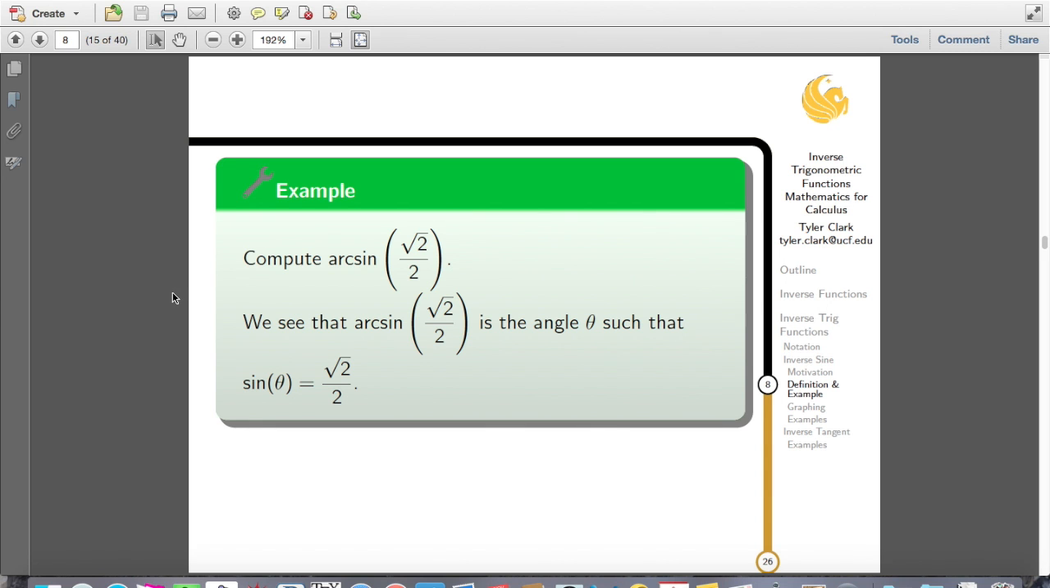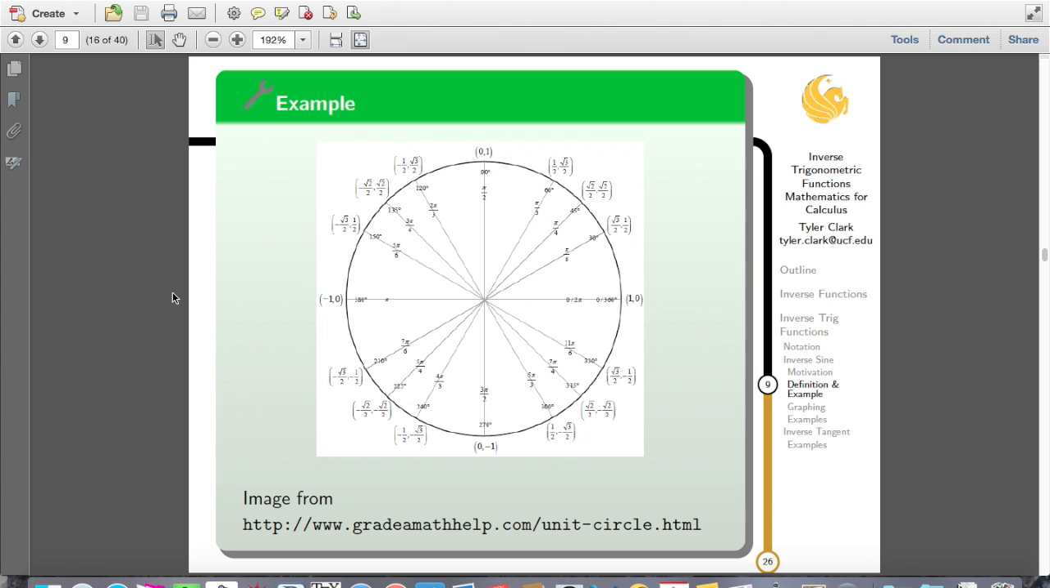Say I want you to compute the arcsine of square root of 2 over 2. So the arcsine of square root of 2 over 2, if we look back at that definition that I just gave you, is the angle theta such that sine of theta equals square root of 2 over 2. So we know how to find when an angle has sine square root of 2 over 2. If we look at our unit circle, notice that we have pi over 4, the sine value is square root of 2 over 2. If I look over here at 3 pi over 4, it has sine value square root of 2 over 2. So those are the two values on my unit circle that give me sine square root of 2 over 2.